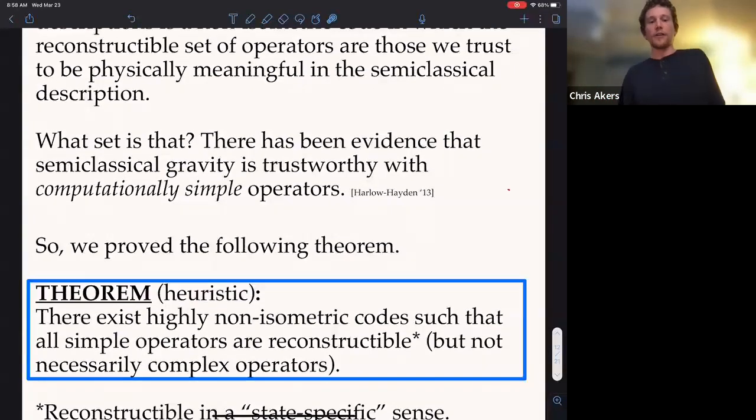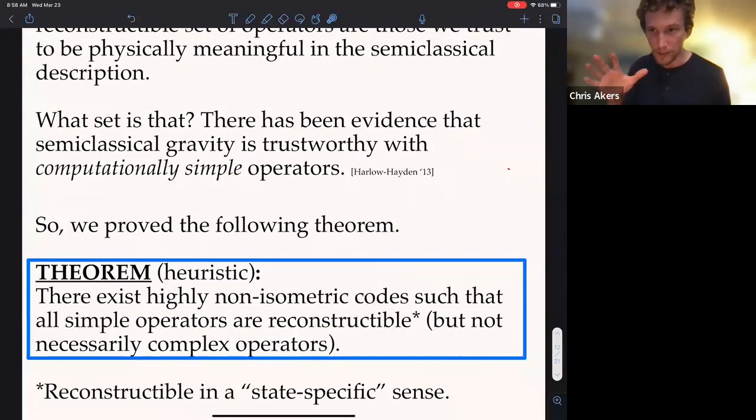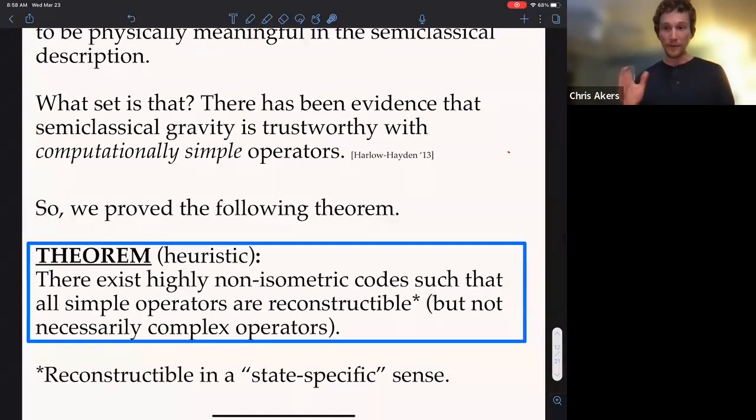But the takeaway here is that we showed that there do exist highly non-isometric codes such that in these codes, all simple operators are reconstructible, in a state-specific, state-dependent sense, but not necessarily complex operators. So the simple operators are reconstructible in these codes we found, but not necessarily the complex operators. And we claim that that's perhaps a good model of gravity.